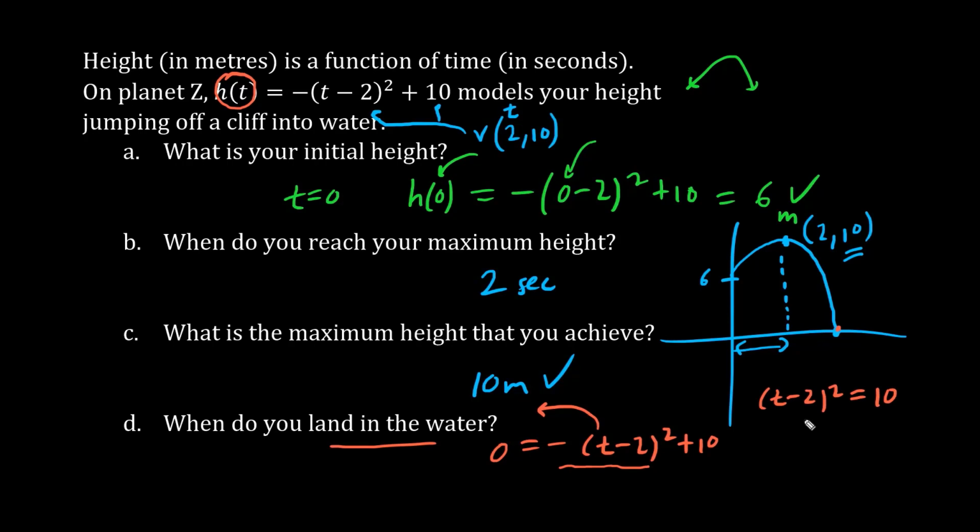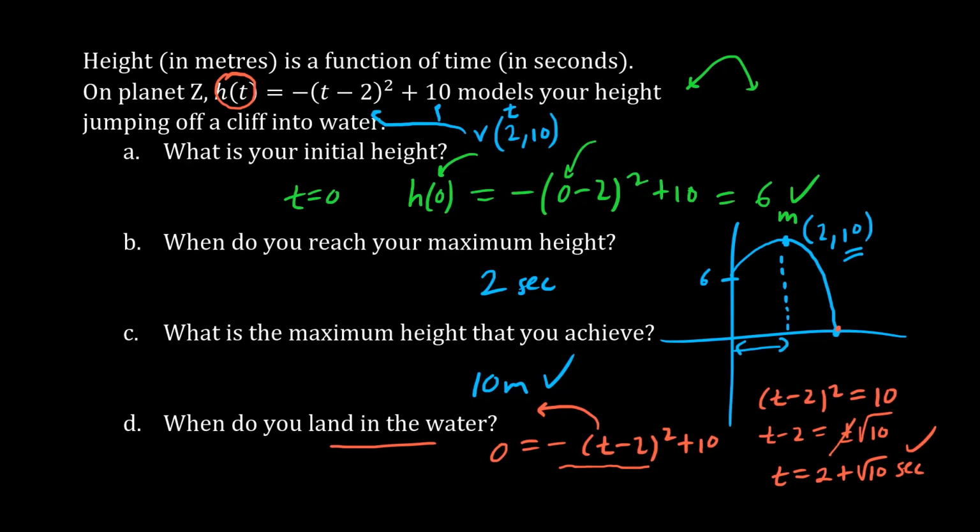And we take the square root of both sides. So we have t minus 2 equals plus minus the square root of 10. Now we're not interested in negative times, so we're going to reject the negative answer. We'll just keep the positive answer, root 10. And so t, adding 2 to both sides, is going to be 2 plus root 10 seconds exactly.